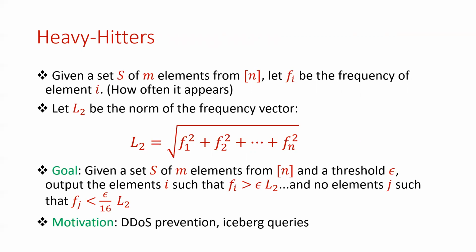Now in this problem, we let L2 be the norm of the frequency vector, which is the square root of the sum of the squares of the coordinates in the frequency vector. And the goal is to output the elements i such that Fi is at least an epsilon fraction of L2. And we don't want to output any elements j such that Fj is less than, let's say, epsilon over 16 times L2.